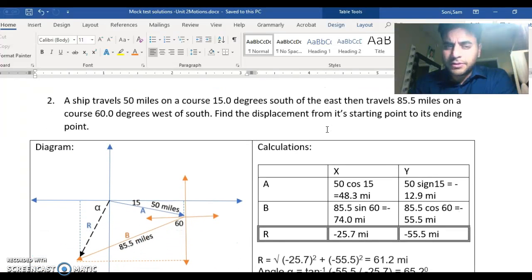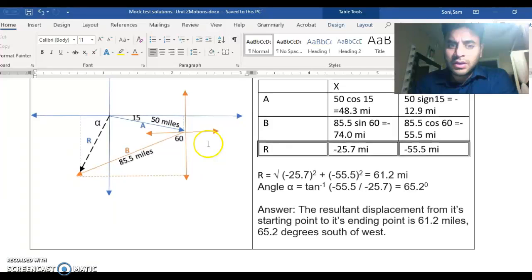Let's look at vector addition again. Okay, I know we did a lot of practice. We did a lab. Maybe we forgot by this time, so let's give it a refresher. A ship travels 50 miles on a course 15 degrees south of east. So I'll start drawing my vector, 15 degrees south of east, 50 miles.